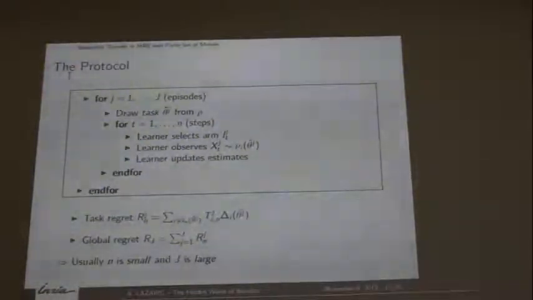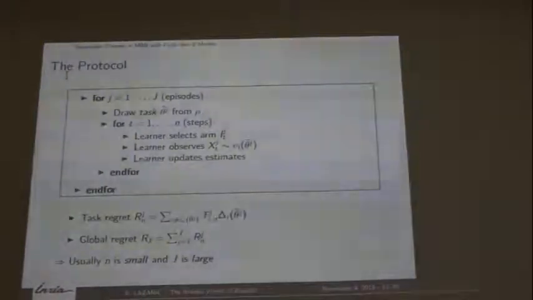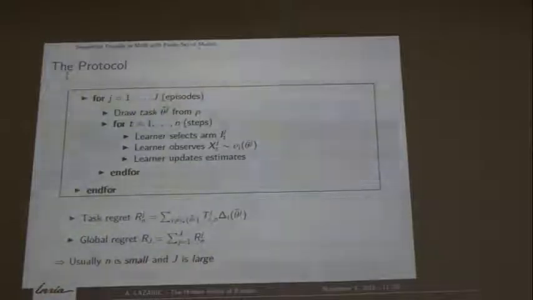To make this setting sensible, usually we will consider the case where n is small and J is large. In some sense, if n is already large, I can already learn a lot within each task. While if n is very small, there is probably not much I can learn about this student, because I have to find the best arm very quickly. On the other hand, I will be given a lot of students, so that I can test my strategy and learn the hidden part fairly accurately.